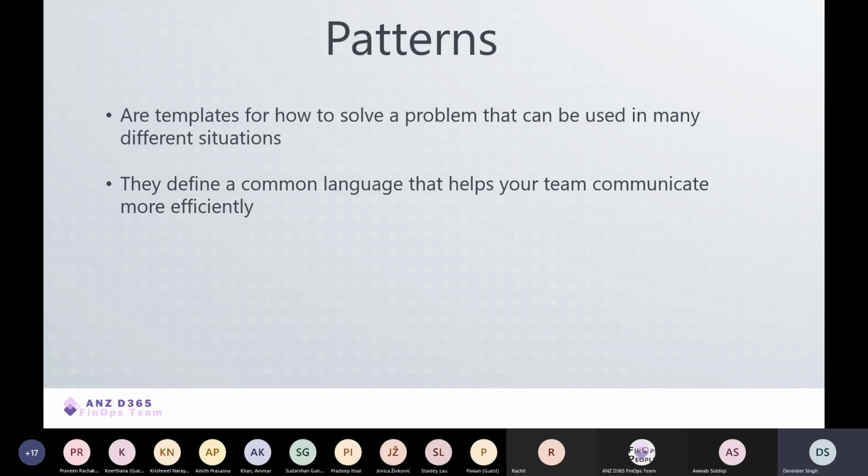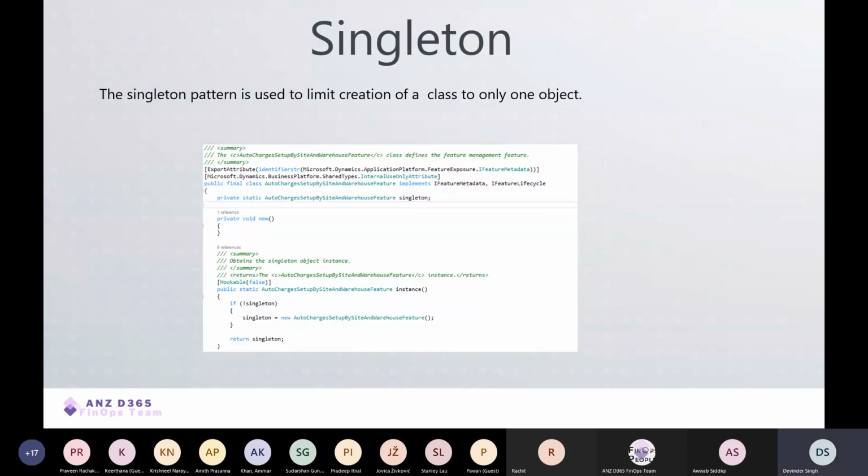If you want to know more about the patterns or how many patterns are available, I think there is a good book from Gang of Four, that is Elements of Reusable Object-Oriented Software. You should take a good look at all the patterns available. From D365 perspective, let's start with the singleton pattern.